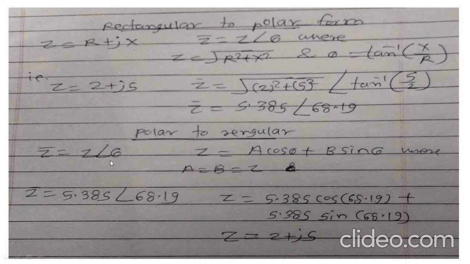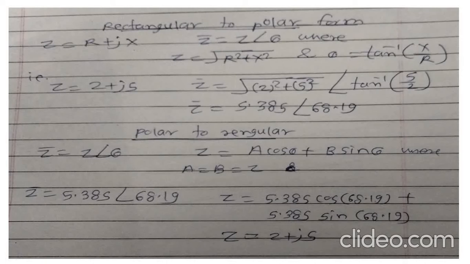If we have to convert this value into the rectangular form, then Z is equal to a cos theta plus b sin theta is the rectangular representation, where a is equal to b is equal to the Z value of this polar form. That means this Z we will consider for the a and b value, and theta is nothing but the angle theta, which is available in polar form.